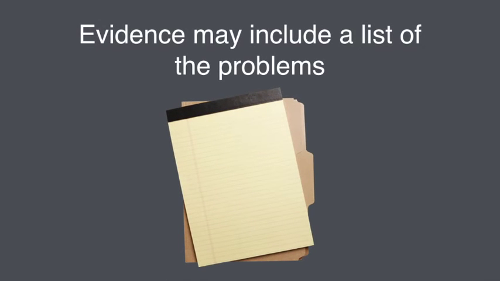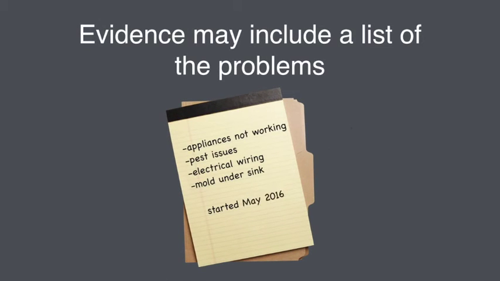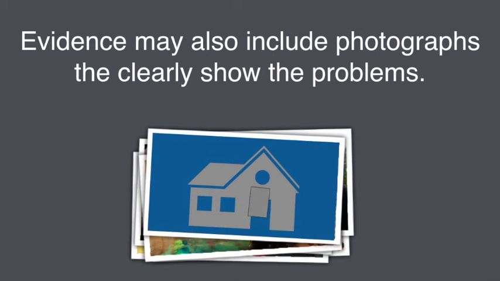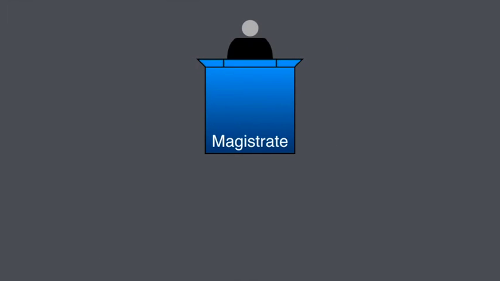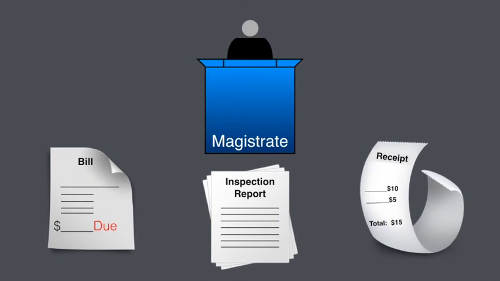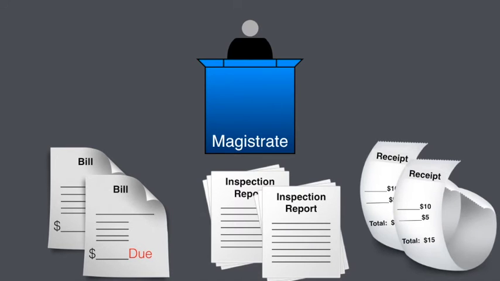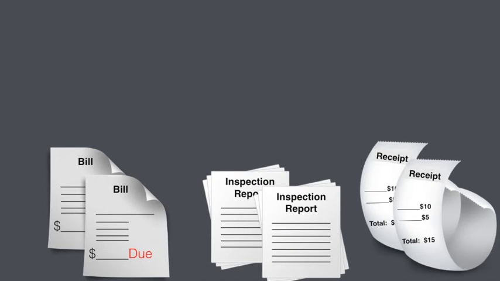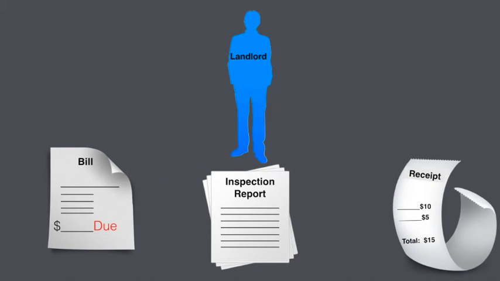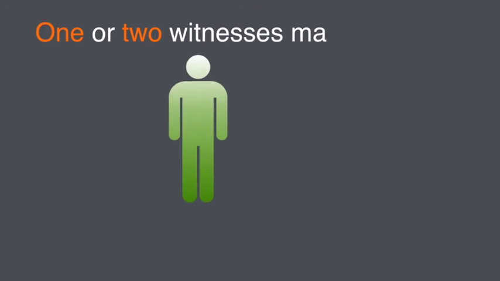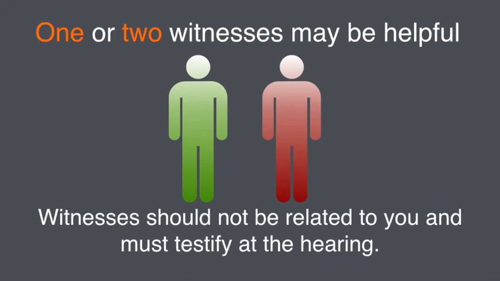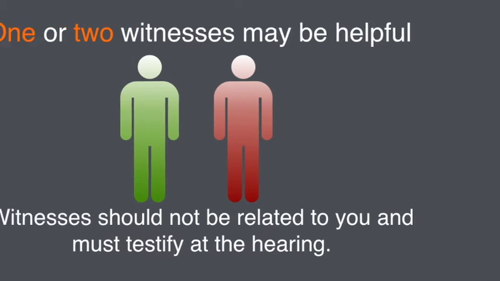Evidence may include a list of problems, including when the problem started. Evidence may also include photographs that clearly show the problems. If you wish to show the magistrate an inspection report, a bill, a receipt, or any other document, you must have copies to give to the landlord at the hearing. One or two witnesses may be helpful. Witnesses should not be related to you, and they must testify at the hearing.